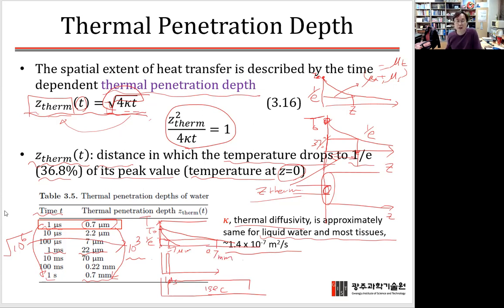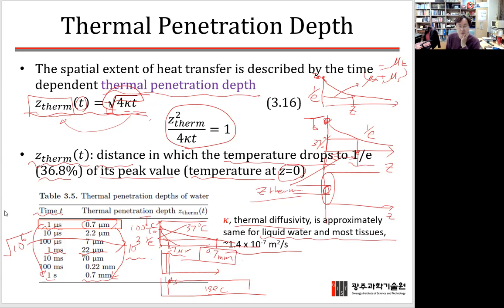So simply, let's say that the surface temperature was 100 degrees Celsius, and then 37% is going to correspond to 37 degrees Celsius. So when you had a 1 microsecond pulse of the laser, then 37 degrees Celsius can be obtained when you measure 0.7 micrometer from the surface. But when you increase the pulse duration time to 1 second, then at a depth of 0.7 millimeter, you have 37 degrees Celsius.